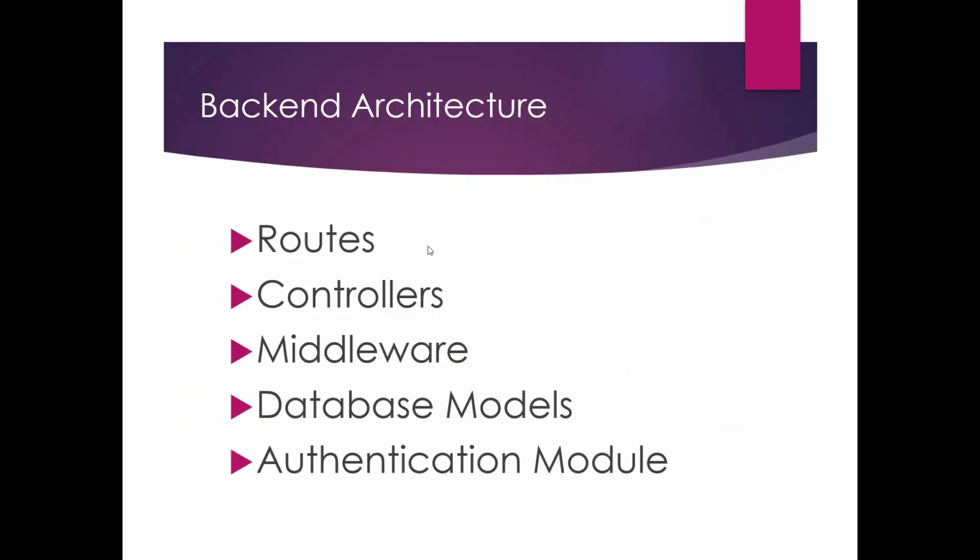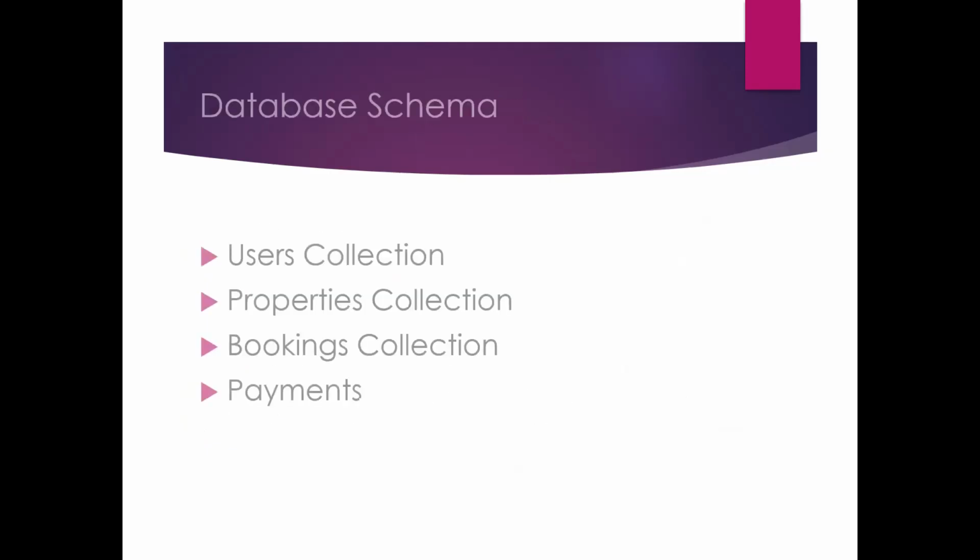The backend architecture includes routes, controllers, middleware, database models, and an authentication module. These are all necessary for security and authentication, database connectivity, and API calls. Now the database schema includes the user collection, properties collection, booking collection, and payments. The properties list can be provided, user credentials will be stored, and the bookings collection records who books which stay, and we can also make payments.